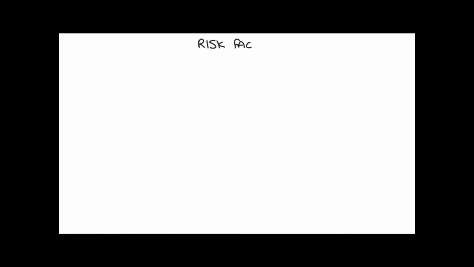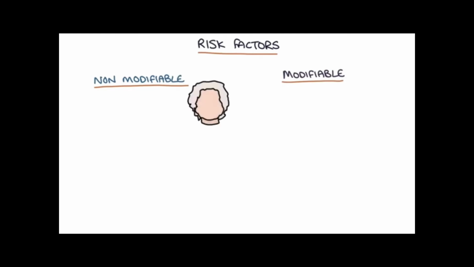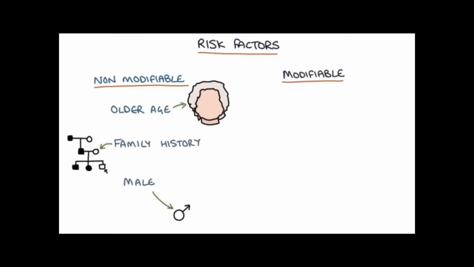So what are the risk factors for developing atherosclerosis? It's quite important to break down these risk factors into modifiable and non-modifiable risk factors. There's nothing we can do about the non-modifiable risk factors, but we can do something about the modifiable ones. So the non-modifiable risk factors are stuff like older age, family history, and being male.